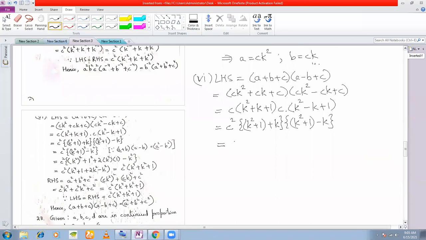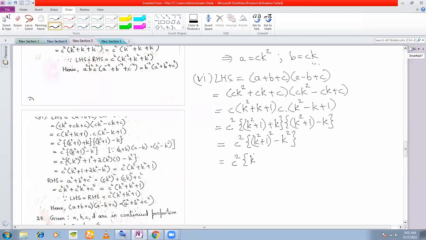So now here we have c square. This is a plus b into a minus b form, which is a square minus b square. C square. Now you expand. You have k to the power of 4, let's say k squared square.